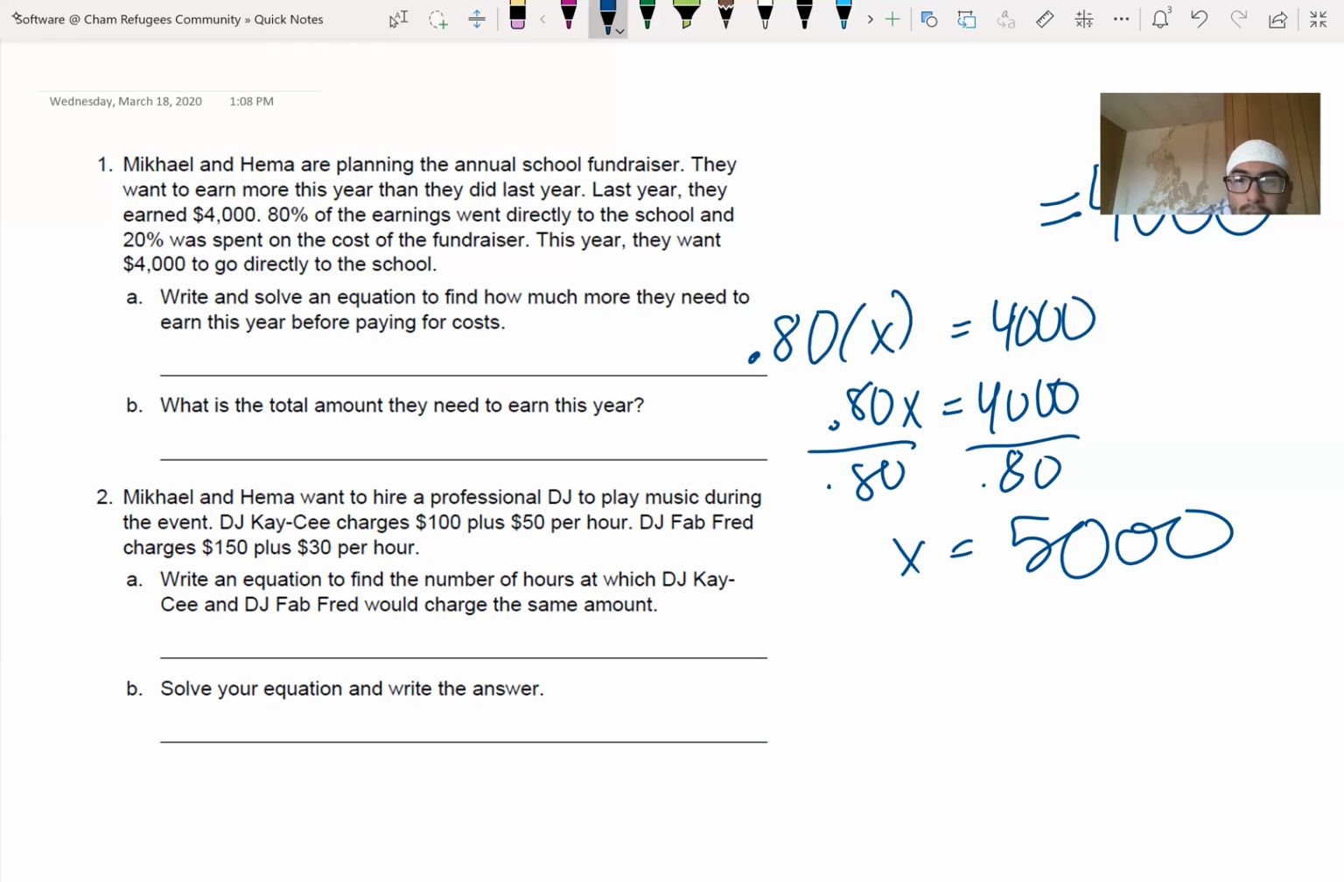I don't get this. This is weird. This year they want $4,000 to go directly to the school. Okay, I understand that one. And 20% was spent on the cost of the fundraiser. What is the total amount they need to earn this year? I don't know. $5,000, right? I don't know what they're asking.